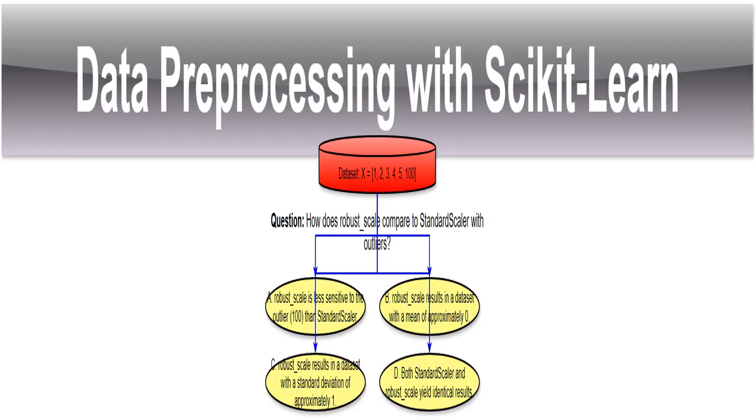This section introduces the topic of data preprocessing using the popular Python library scikit-learn. Specifically, it highlights the use of robust_scale for handling datasets with outliers. We'll explore how this technique compares to the more common standard scaler. Get ready to learn something new.